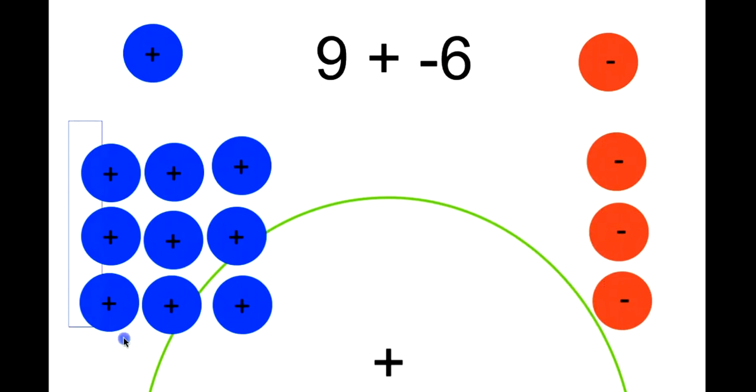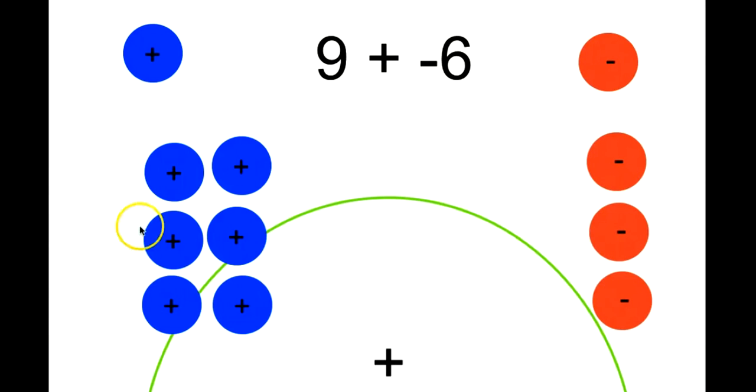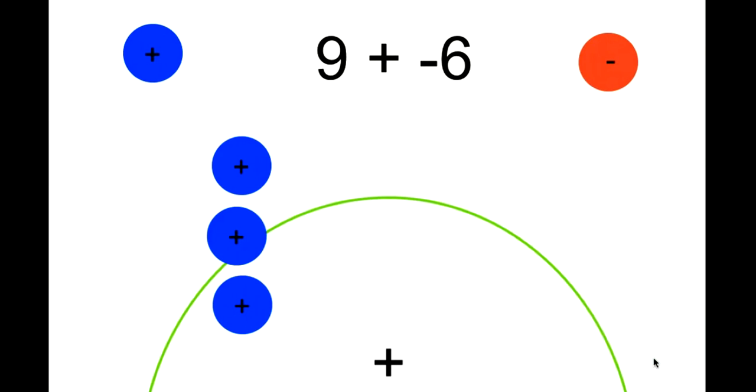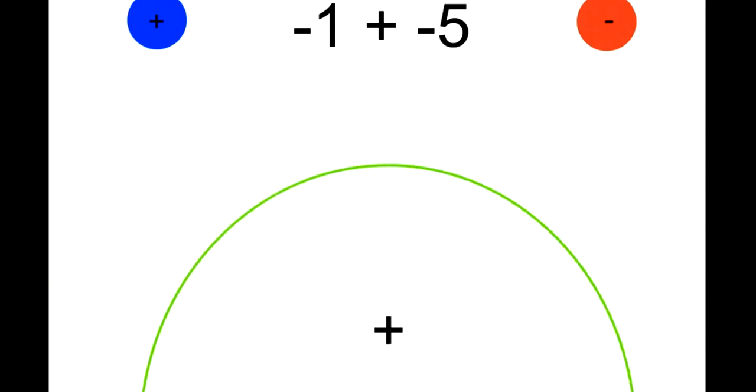So if I took this column of 3s and this column of blues, those are 0 pairs, they cancel out. This column of blues with this column of reds, and I would say that the positive teams have 3 more than the negative teams. So that's going to be my answer. I'm going to have an answer of positive 3.